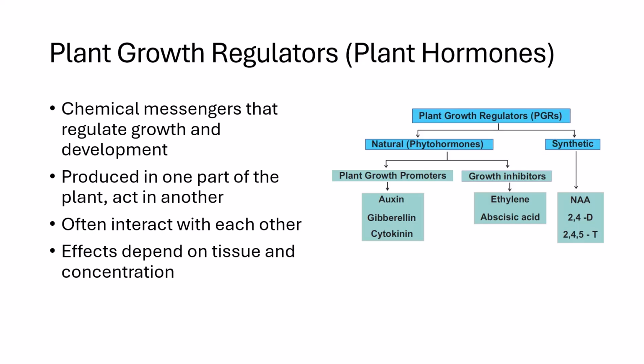Plants control their growth using plant growth regulators, sometimes called plant hormones. These are chemical messengers that are often made in one part of the plant and transported to another, where they trigger specific responses. Unlike animal hormones, plant hormones don't usually work alone. They interact, overlap, and sometimes even counteract each other. The same hormone can have different effects depending on the tissue and the concentration.